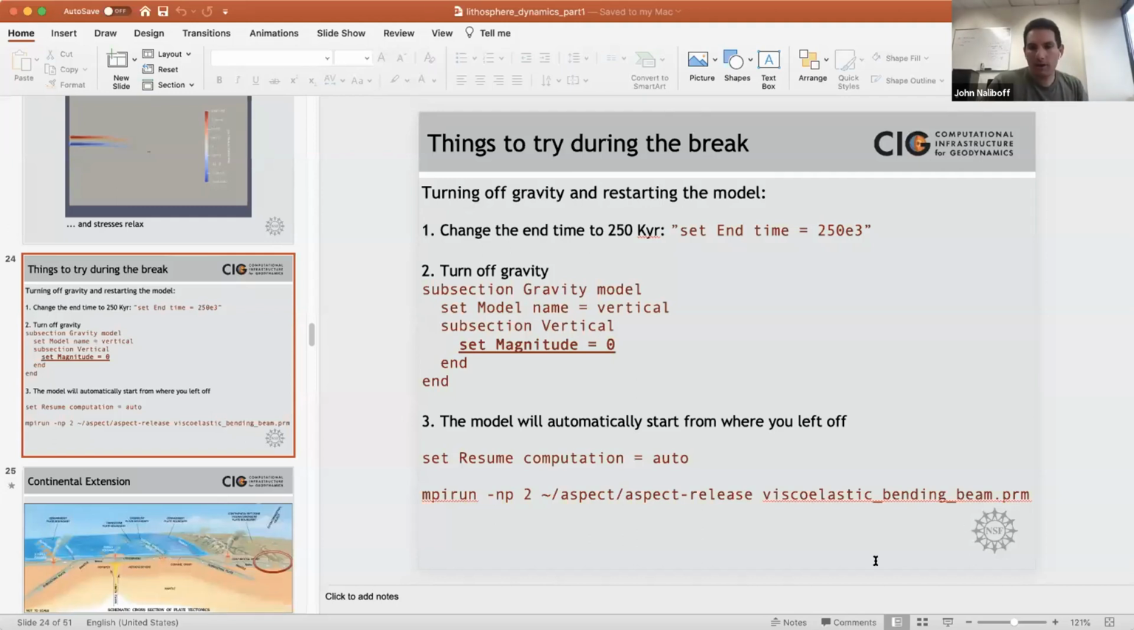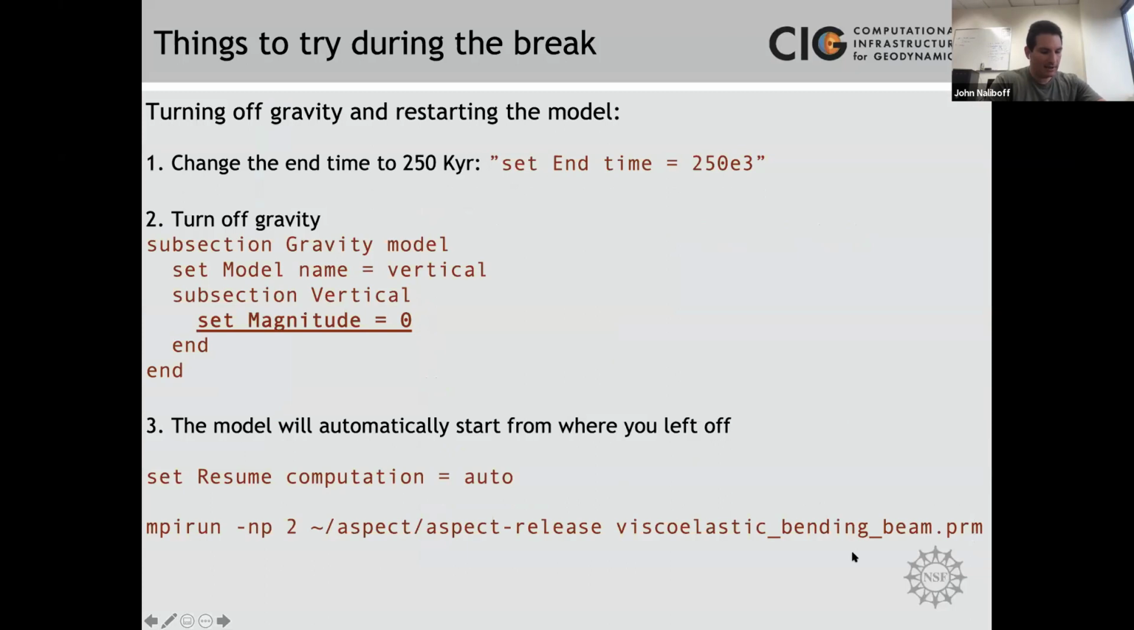But what we could do during the break, we'll take a break in, let's say, 5 minutes, is open the parameter file again. You could change the end time of the model to 250,000 years. To do this, you would say set End time = 250e3. Or if you ran the model for 10,000 years, you could just set the end time to 50,000 years. It just means your beam won't have undergone as much flexure, but the effects you'll see are still the same. And after you've changed the end time, you can turn off gravity in the following manner.